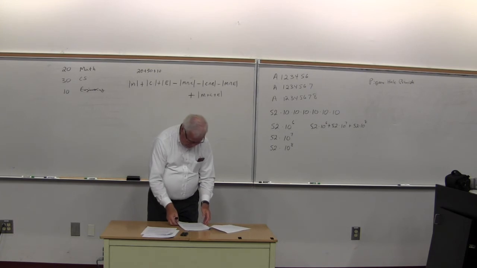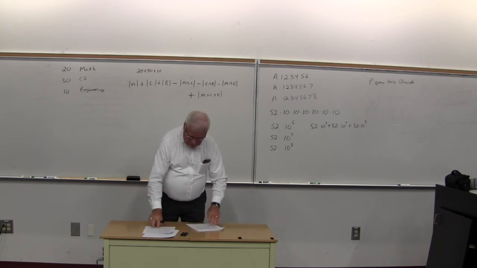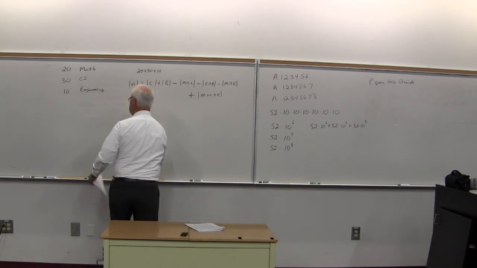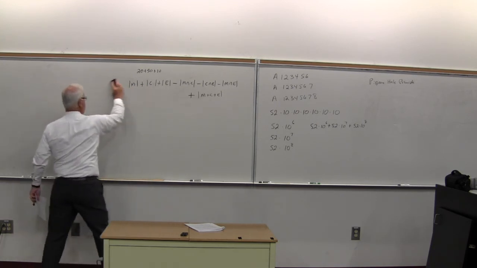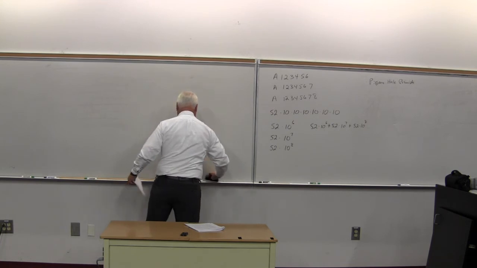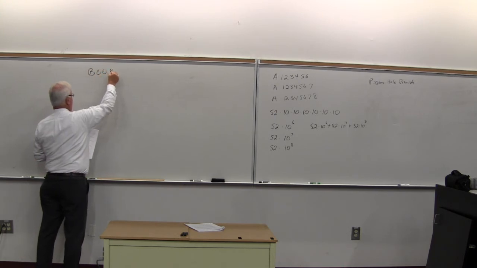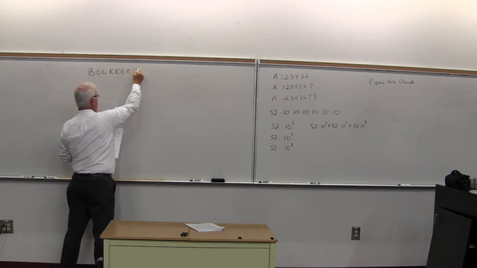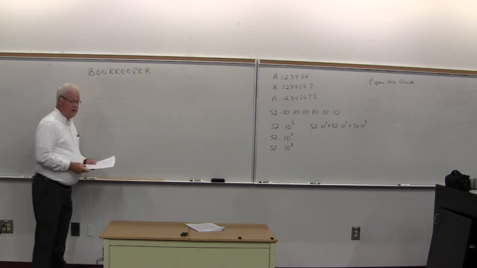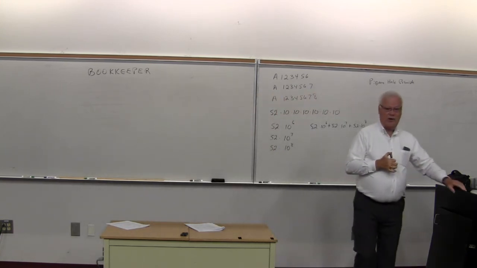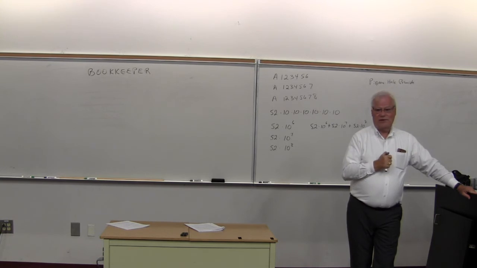And lastly, we have something we're going to call the bookkeeper rule. This becomes very interesting. So take the letters in bookkeeper. How many ways can I rearrange the letters in bookkeeper and come up with a different sequence of letters? Not necessarily a word that means anything, but a sequence of letters.